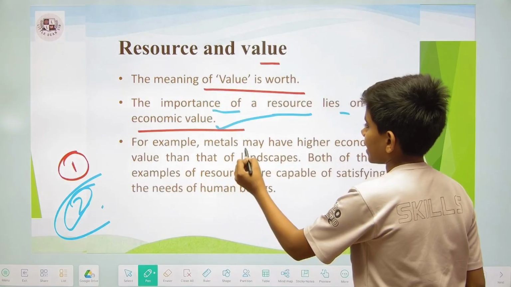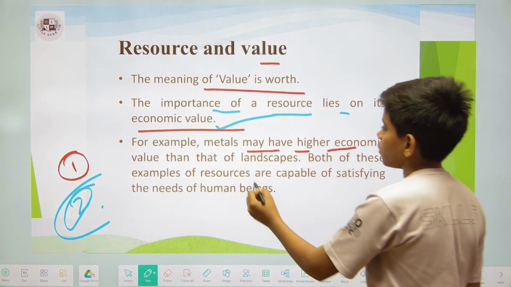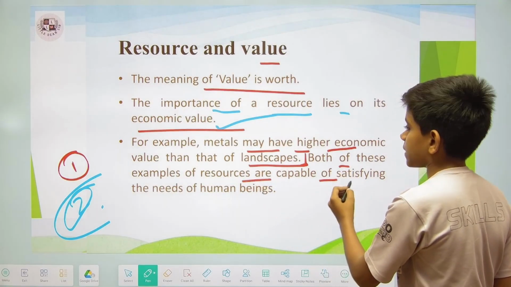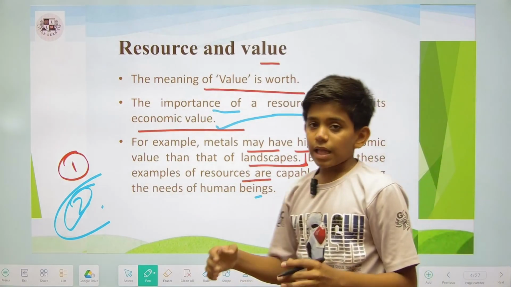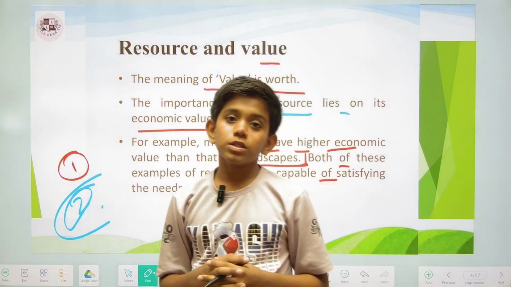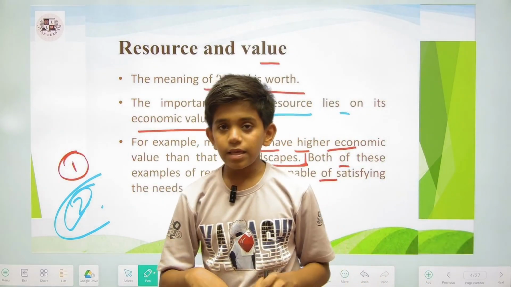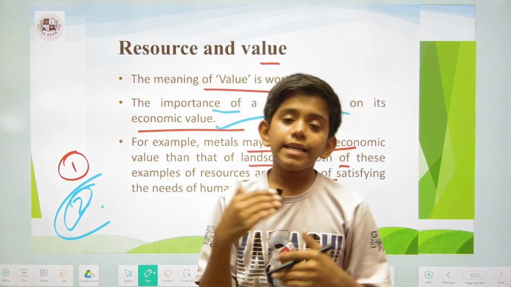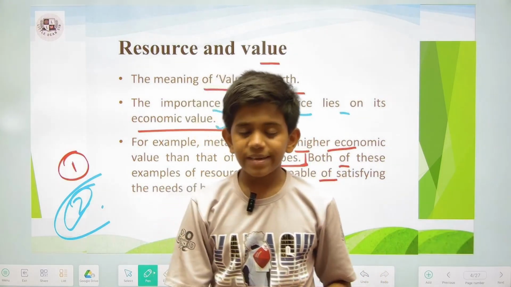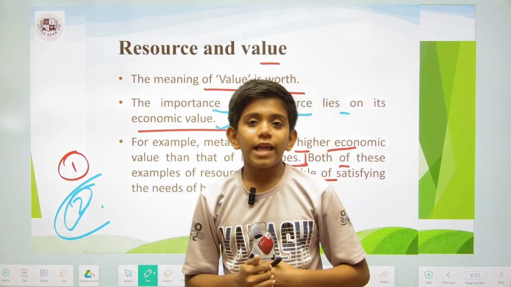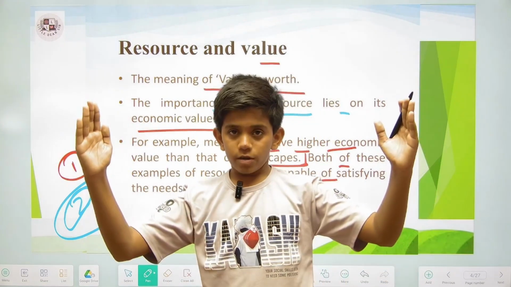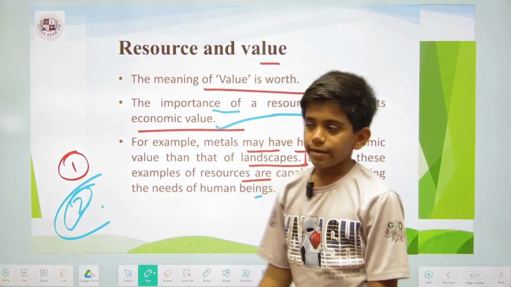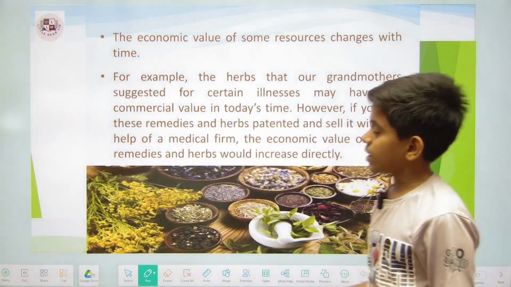For example, metals have higher economic value than that of landscapes. Both of these examples of resources are capable of satisfying the needs of human beings. Now, the metals, suppose you have gold, and another thing you have is land. The gold has more economic value as compared to a small piece of land. Suppose you have this much gold, it is equal to a good amount of land. It is known as its economic value.